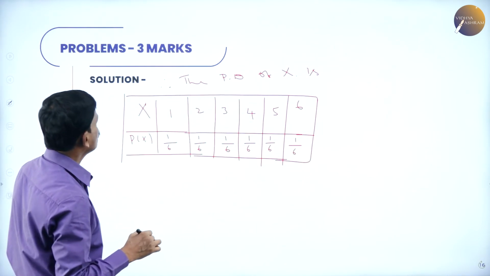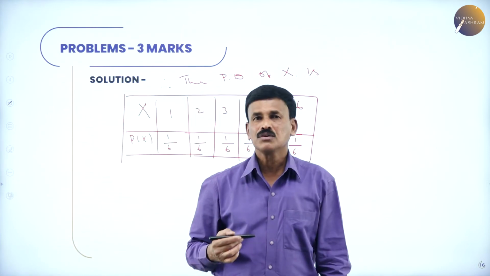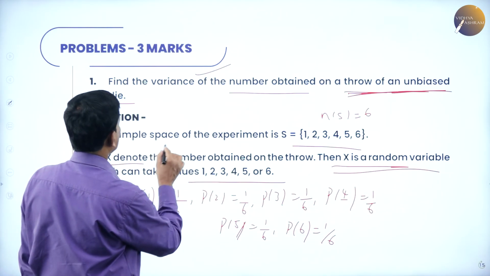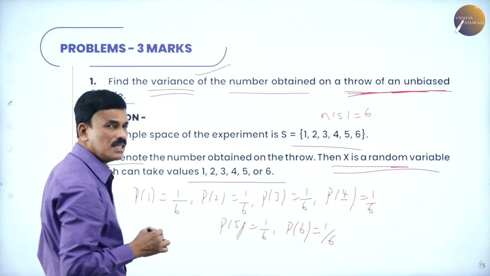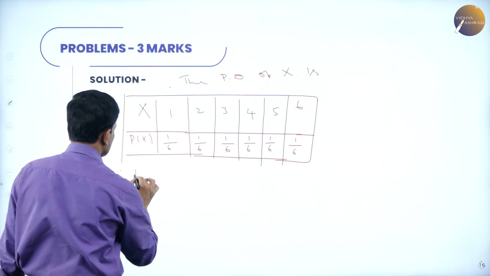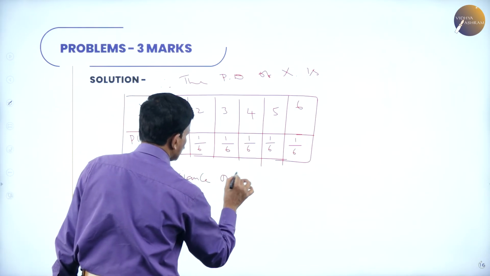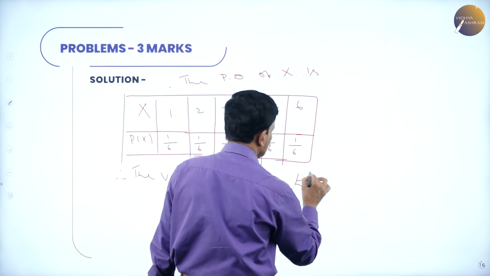Okay, this is the probability distribution table for the random variable x. Now, what is required to find is the variance or the expectation. Therefore, the expectation is nothing but E of x.